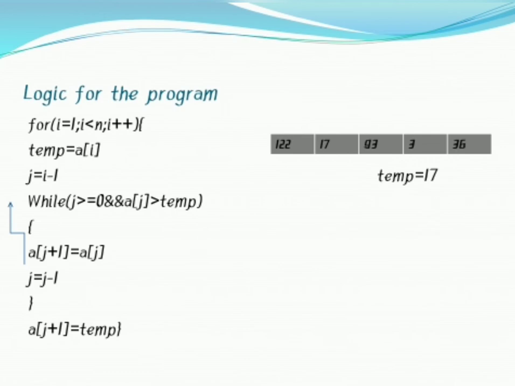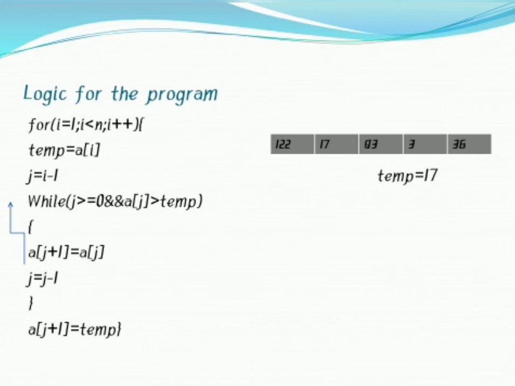As we are comparing with the previous one, i minus 1 will be stored in j. In the while loop, it should satisfy both conditions. As here I have taken i equal to 1, j equal to i minus 1 means j equal to 0. So it satisfies the first condition. Moving to the second condition: a of j is greater than temp. In temp we have 17, and a of 0 means the 0th index number, 122. As 122 is greater than 17, 122 takes the position of 17. So a of j plus 1 equal to a of j. And again we move backward, so we write j equal to j minus 1. Then j equal to 0 minus 1, so we have j equal to minus 1.